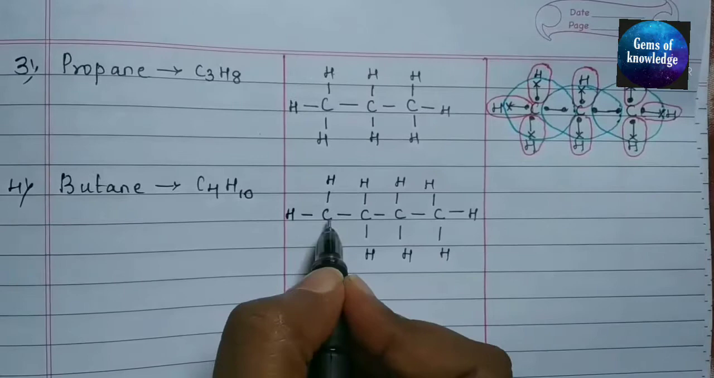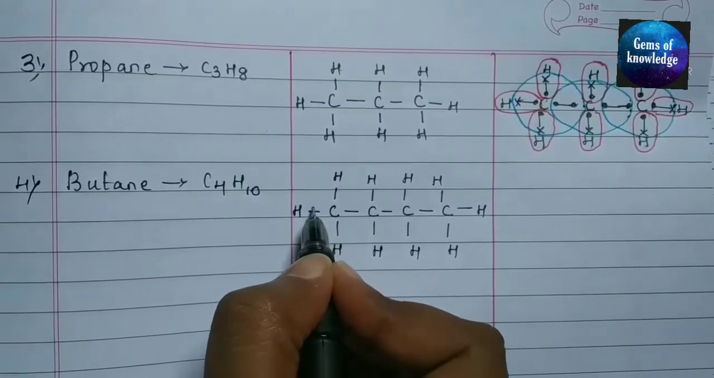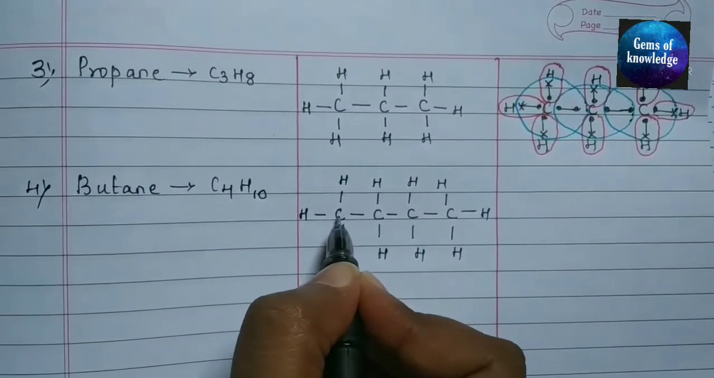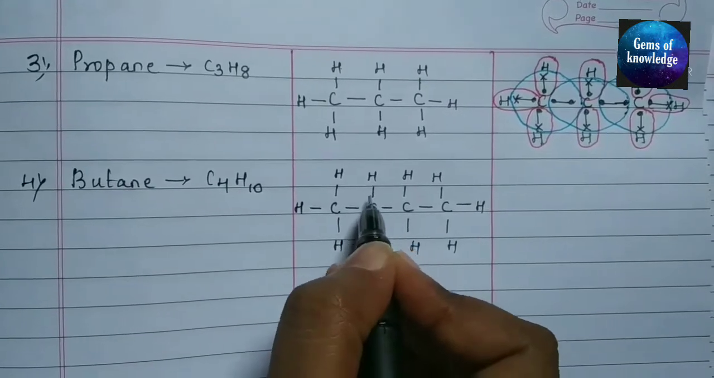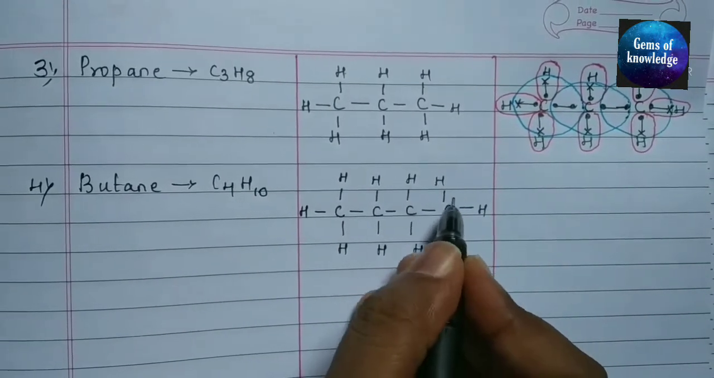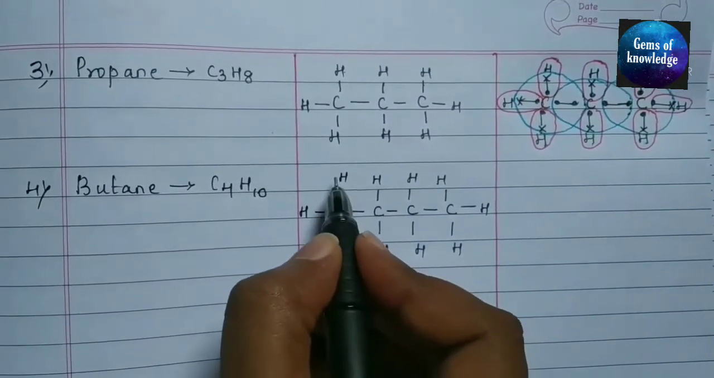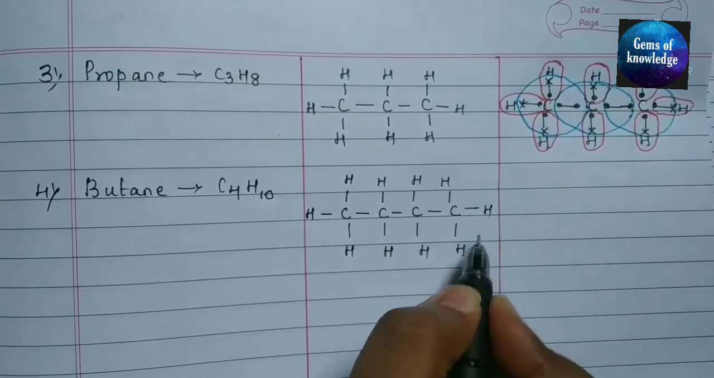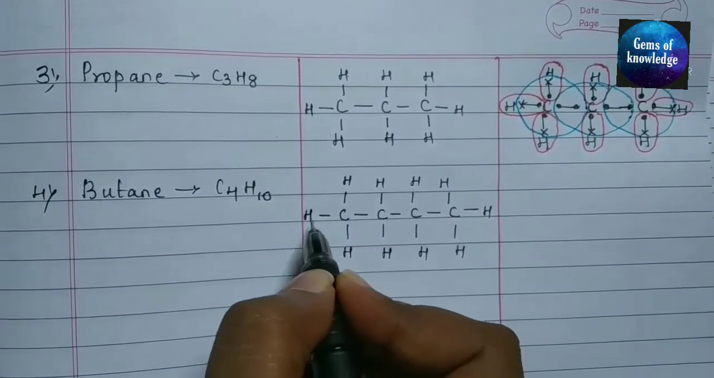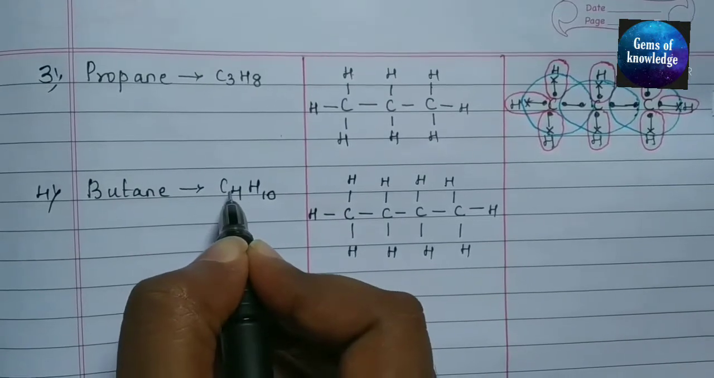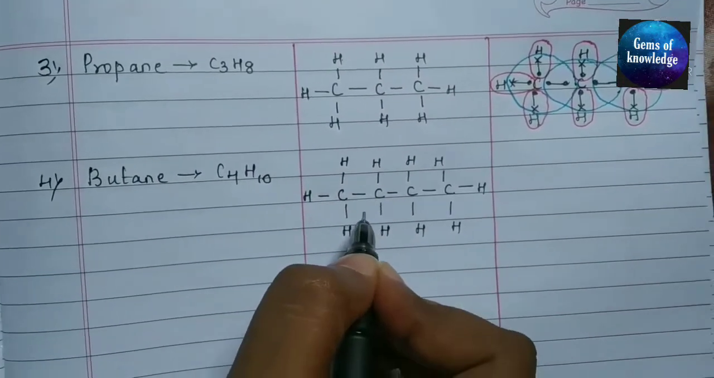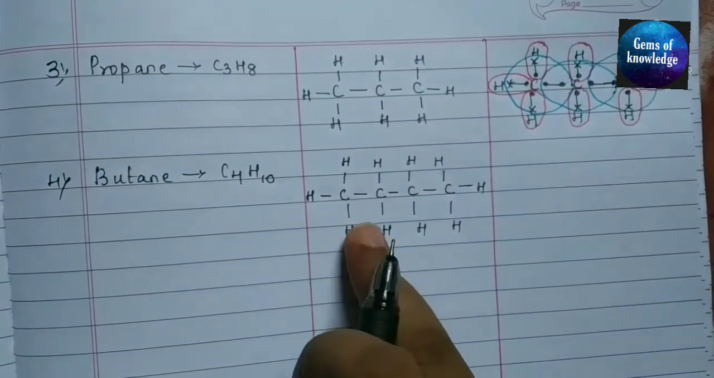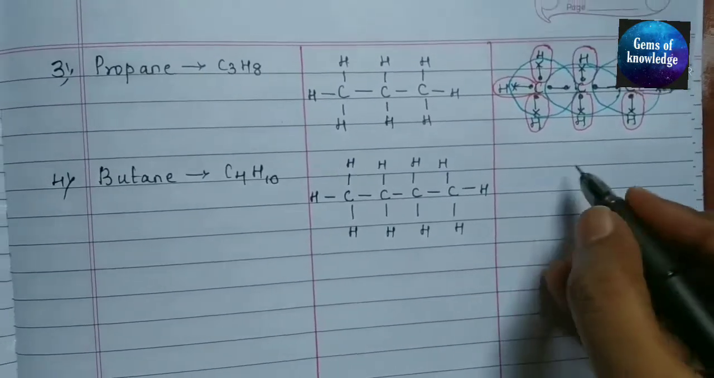Just we have to see each carbon is having 4 bonds. Okay, just see, this carbon is having 4 bonds. This is also having 4. This is also having 4. And this is also having 4. Just count 1, 2, 3, 4, 5, 6, 7, 8, 9, 10. So the molecular formula is satisfied with the structural formula. Now let us write the same thing to draw the electron dot structure.